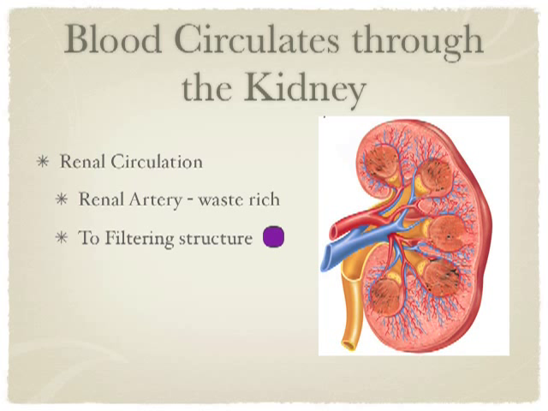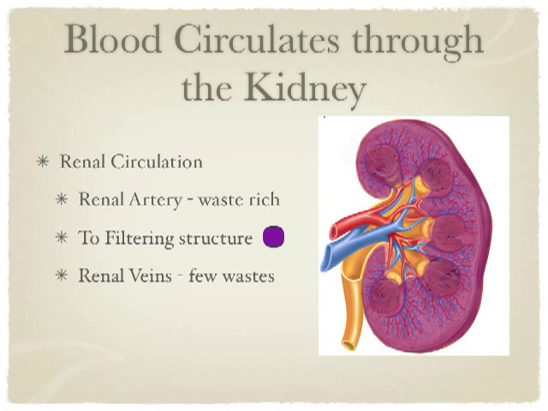That blood then runs up into this filtering structure. You can see I've colored purple all of the tissue inside the kidney that actually does the filtration. Once the blood is filtered, then the renal veins collect the clean blood, and in that renal vein we have the cleanest blood in the human body, and that goes out.